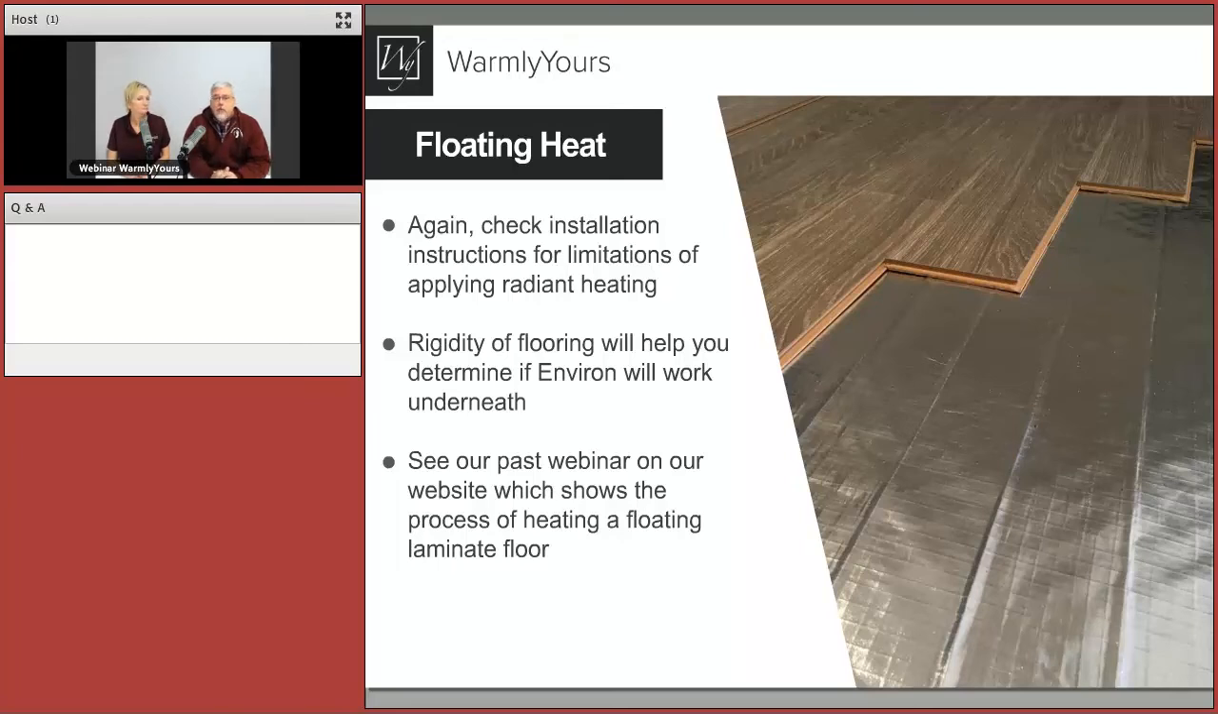One thing to keep in mind when we talk about the environment product is nothing's ever glued to it, and it's never glued to anything. Good point. Because it floats. So if you just follow a couple of those simple rules with this stuff, you're going to love it.